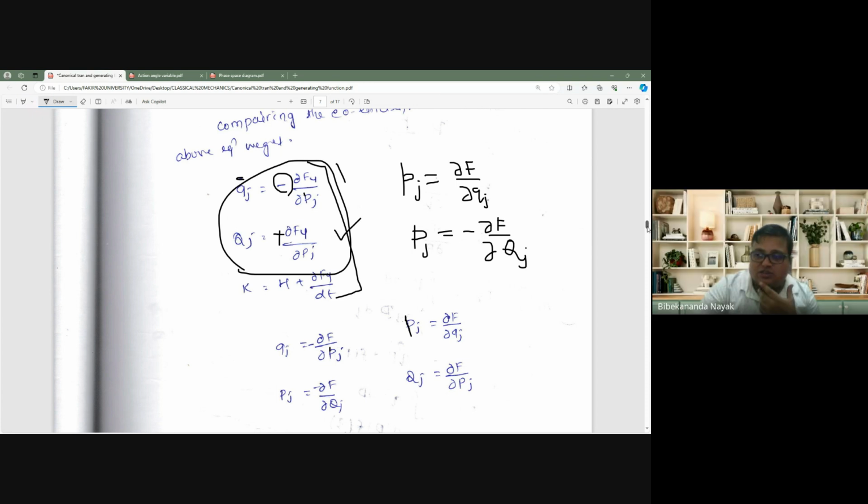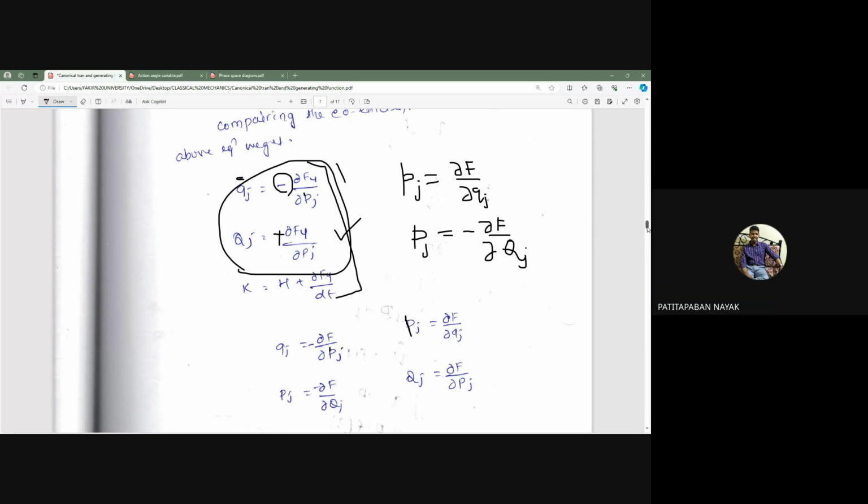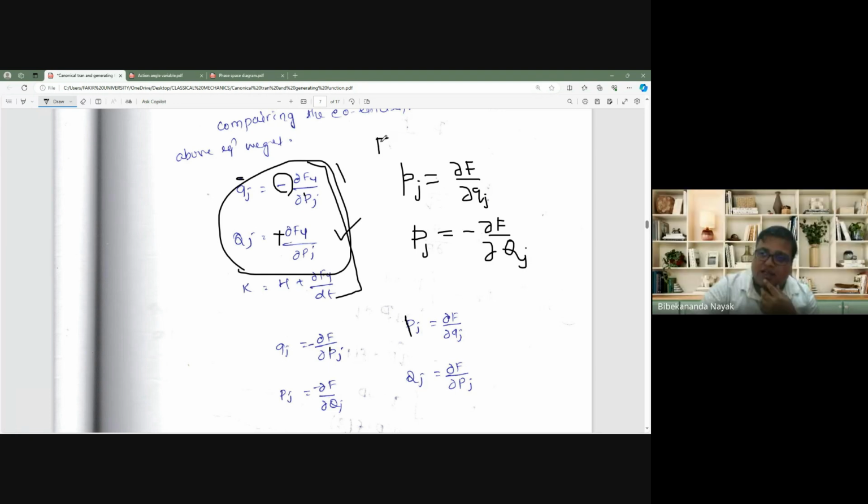Generating functions from this relationship we also found by substituting in place of f. F is generally a function of either small q and capital P, or small q and capital Q, or small p and capital Q, or small p and capital P. So if we know this formula, from here we can calculate.